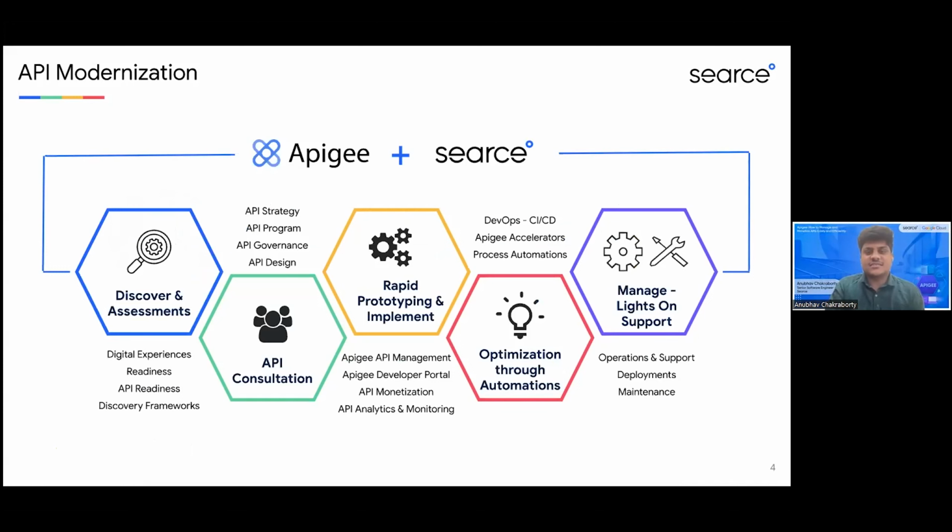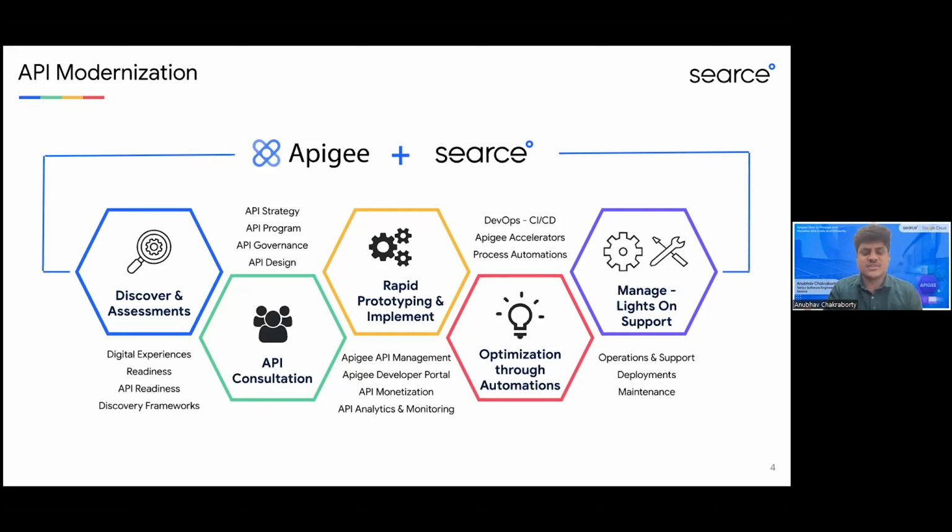Then we have the CS engagement model and how we modernize with Apigee. So we have 5 pillars. First, we do the discovery and assessments. We have digital experiences. We test out your API readiness. What all APIs do you have? We have multiple discovery frameworks to help you out, set up the infrastructure, set up the Apigee environments and Apigee organizations. Then once we are done with the discoveries, we go on to the consultation phase, where we discuss your API strategy with our past experiences and API programs and API governance. And we design your APIs with certain policies, what all security needs to be implemented, what all rate limiting plans you might be thinking about.